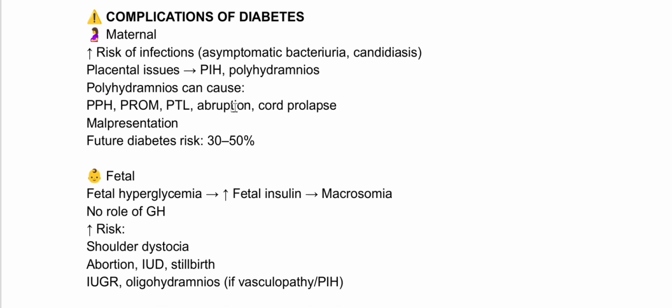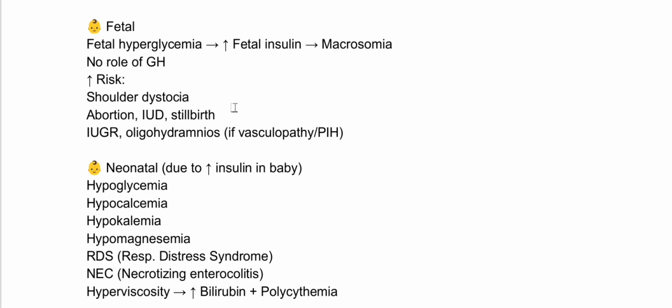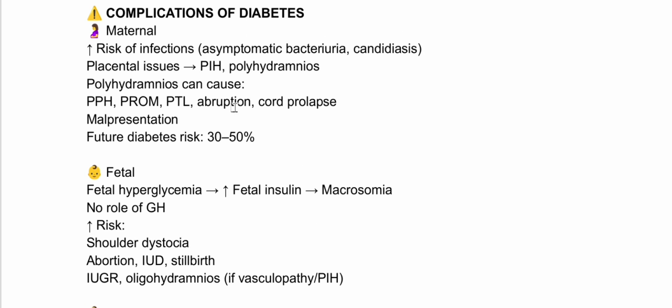Complications of diabetes are divided into three: maternal, fetal, and neonatal. Maternal complications are an increased risk of infection, that is, the patient will come with asymptomatic bacteriuria, candidiasis, or placental issues, that is PIH or polyhydramnios. Polyhydramnios can cause PPH, premature rupture of membranes, PTL, abruption or cord prolapse. Malpresentation can also be present, and there is a future diabetes risk of 30 to 50%.